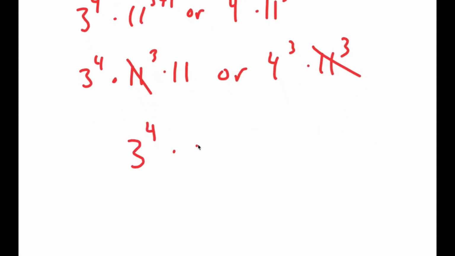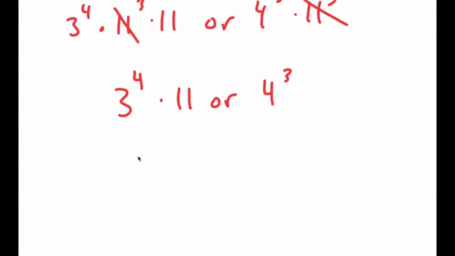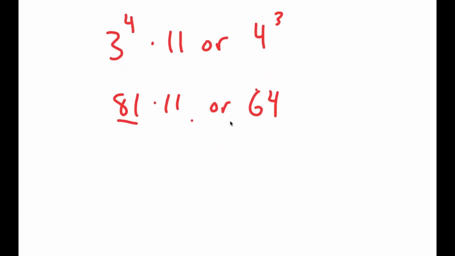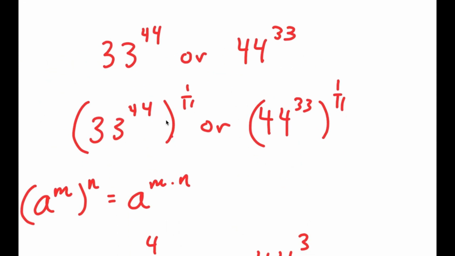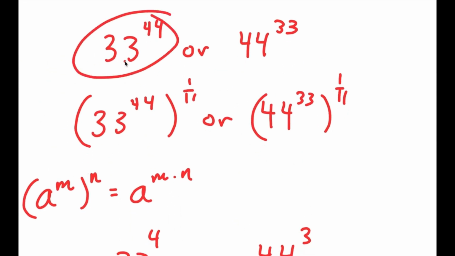So I'm just comparing 3 to the power of 4 times 11, or 4 to the power of 3. Now 3 to the power of 4 is 81, so I have 81 times 11, or 4 to the power of 3, which is 64. Now 81 is already greater than 64, and on top of that, we're also multiplying by 11, which turns into 891 or 64, meaning 891 is greater. So 33 to the power of 44 is the greater term.